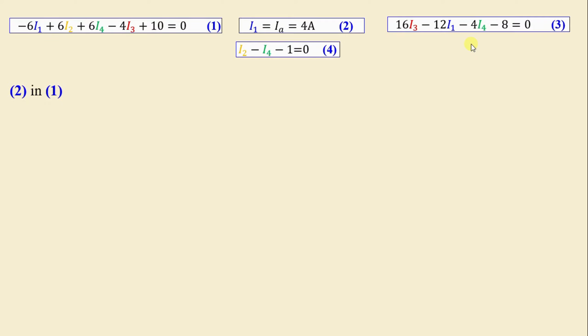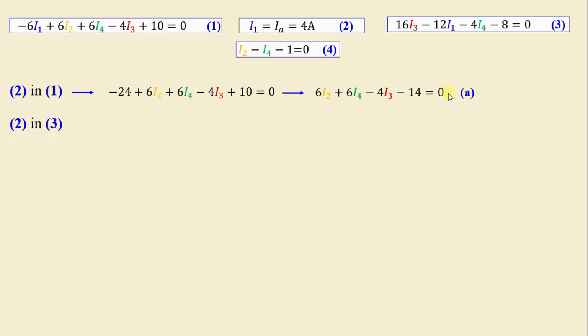Let's start first by substituting equation 2 in equation 1. We obtain negative 24 plus 6I2 plus 6I4 minus 4I3 plus 10 is equal to 0. If we continue simplifying this equation, we obtain 6I2 plus 6I4 minus 4I3 minus 14 is equal to 0, and I will call this equation A.